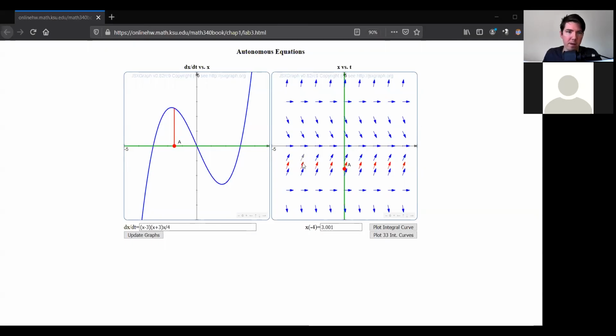So what do we have here? In the applet, we've got two graphs. One graph on the right is a dx dt versus x graph. The other one is an x versus t.